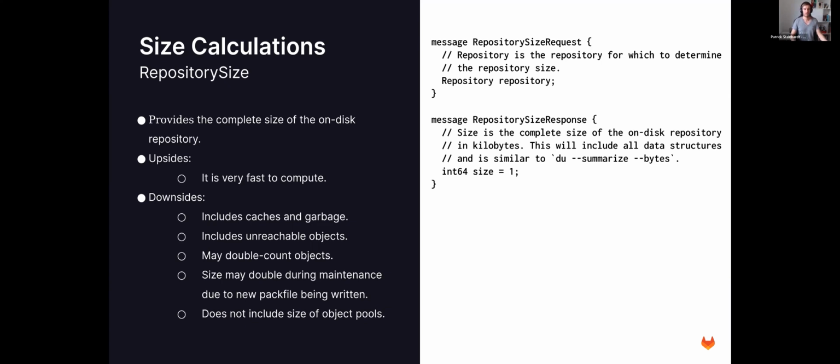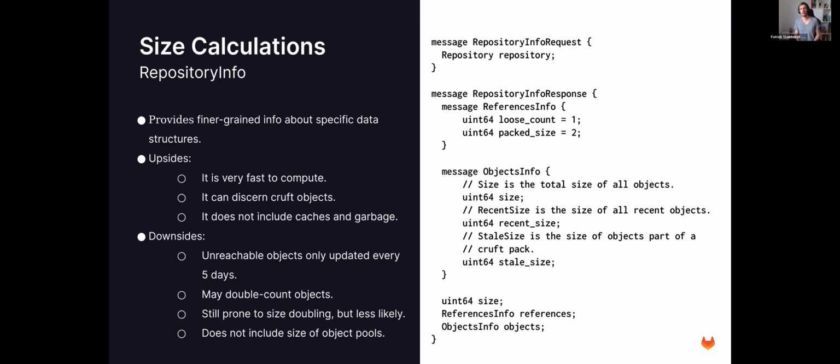And last but not least, it also does not include the size of object pools, because if you have an object pool, then the objects would typically be deduplicated. So the actual main repository is basically empty because it only has objects that are unique to that specific fork, and all the other objects which are contained in the object pool would be deduplicated. Those would not be accounted for in the repository size RPC. So this RPC is not really a great fit to actually do anything that would regard a customer.